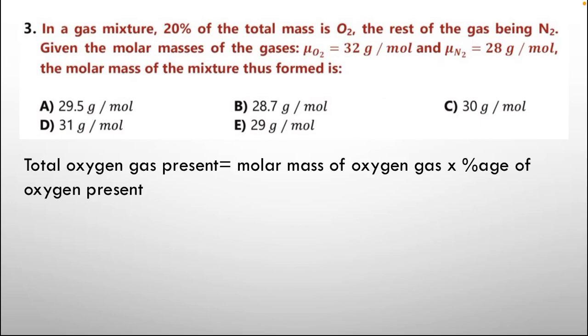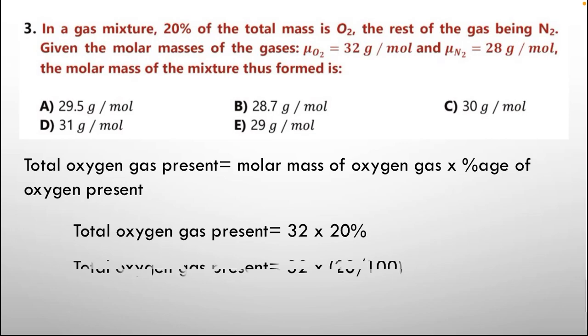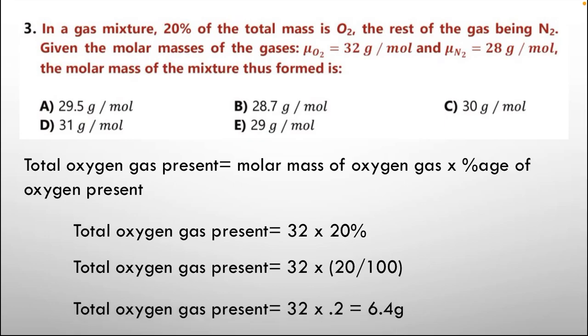Total oxygen gas present equals the molar mass of oxygen gas multiplied by the percentage of oxygen present. This is the formula. The molar mass is 32 multiplied by the percentage, which is 20%. So 32 multiplied by 20 over 100, and the answer we get is 32 multiplied by 0.2, equal to 6.4 grams.